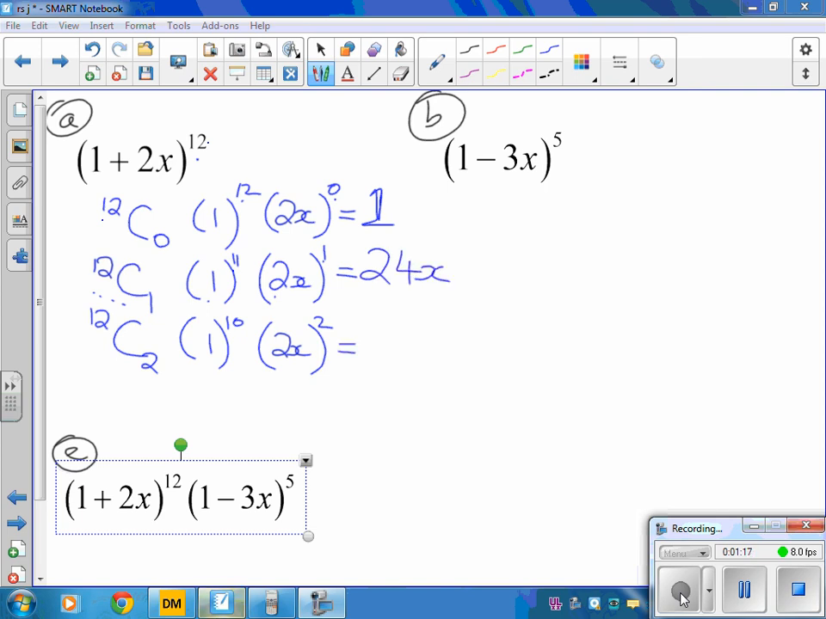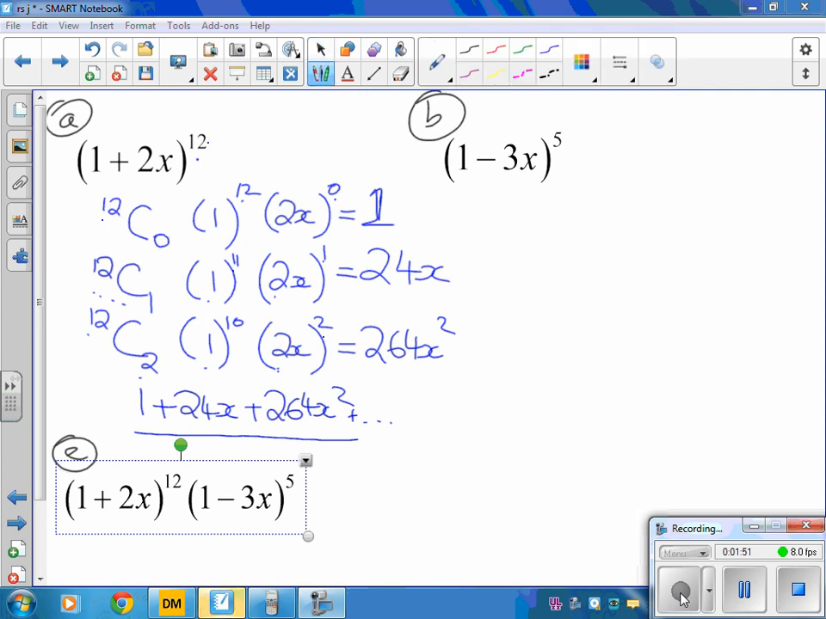And the third one, slightly longer this time, 12 choose 2. Tap it into your calculator again. 12 choose 2, I guess it's going to be 66. 66 times lots of 1s, and here we've got 2 squared, which is 4. And so 66 times 4 gives us 264, and that's the x squareds. So the answer we want is 1 plus 24x plus 264 x squareds. Do write it out again like that. Don't just leave it in the column if the column's what you're doing here.